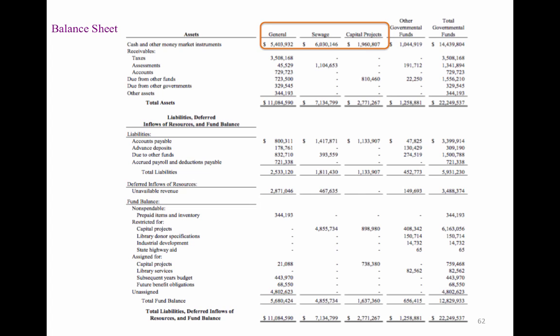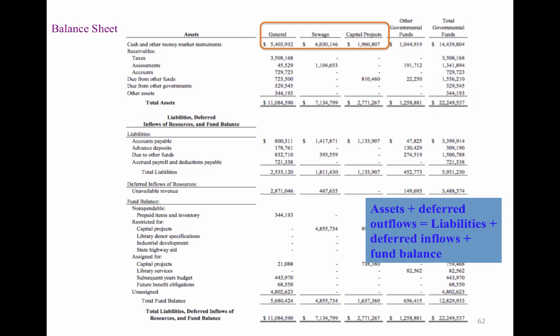So this is what a balance sheet might look like. Those are the major funds for this particular government. The sewage fund is probably a special revenue fund. You can see there's a capital projects fund as well, and then all the rest of the funds are aggregated under the other governmental funds.